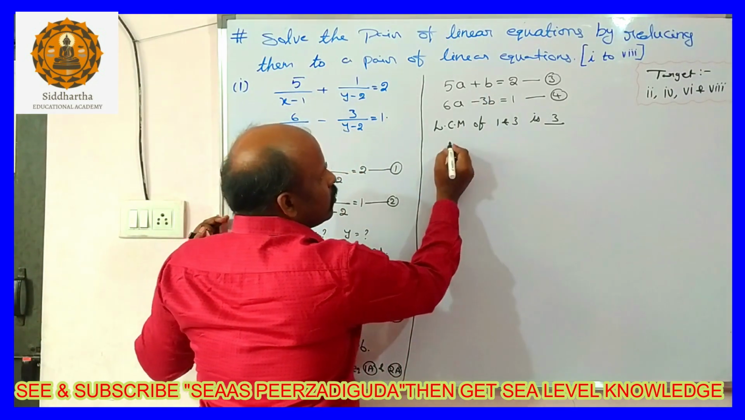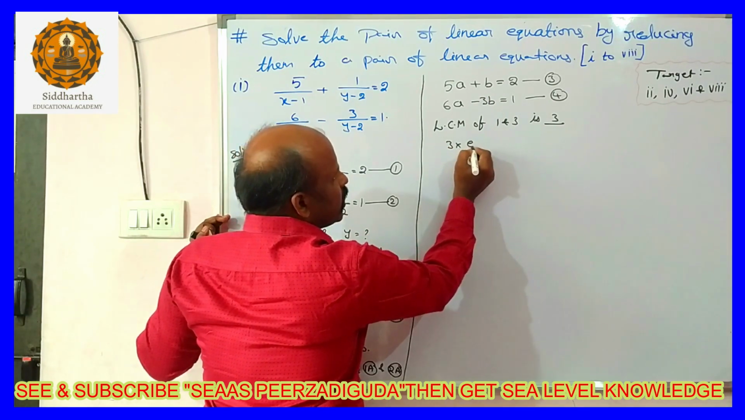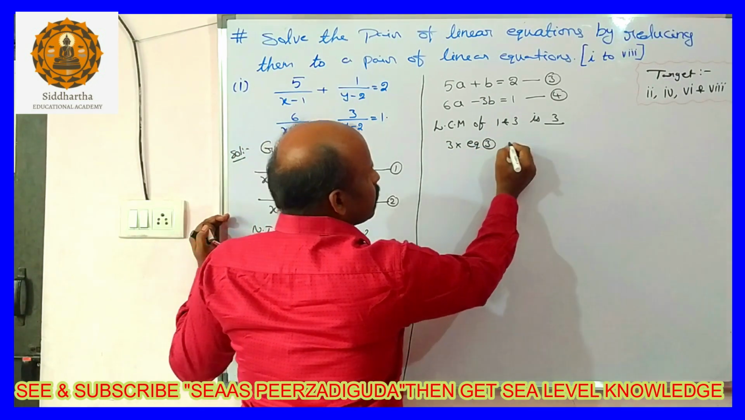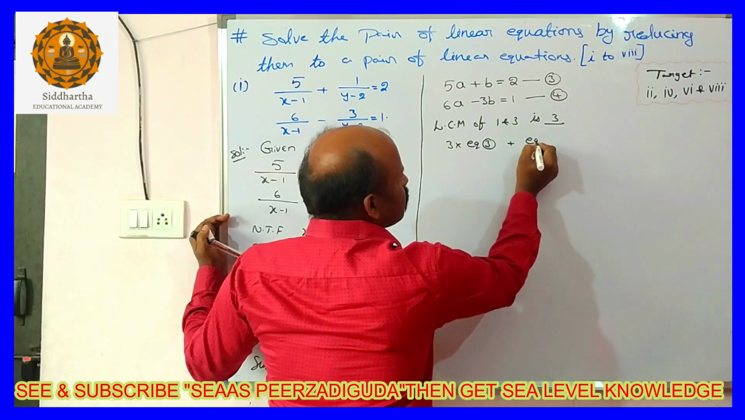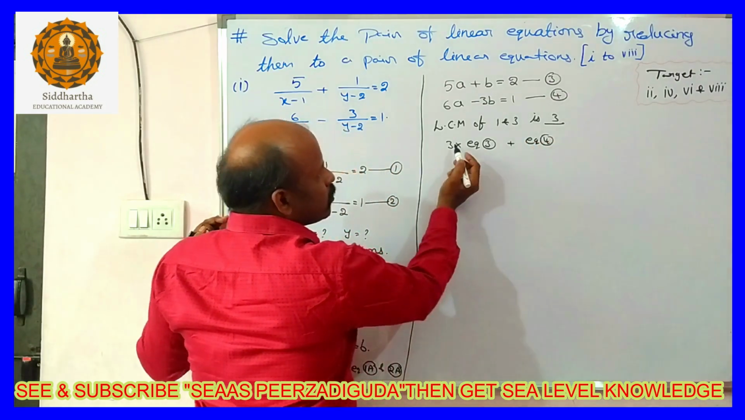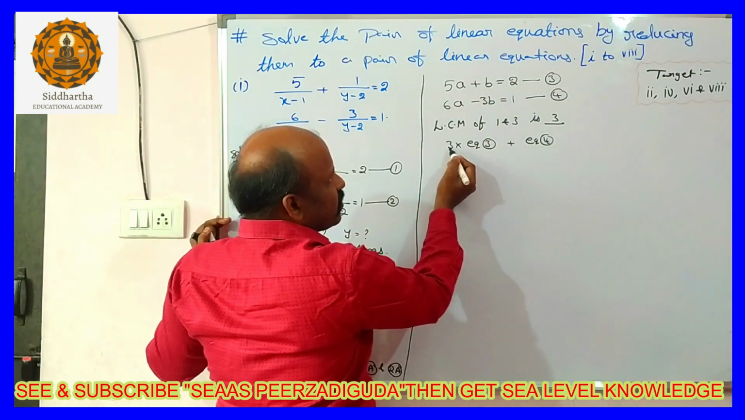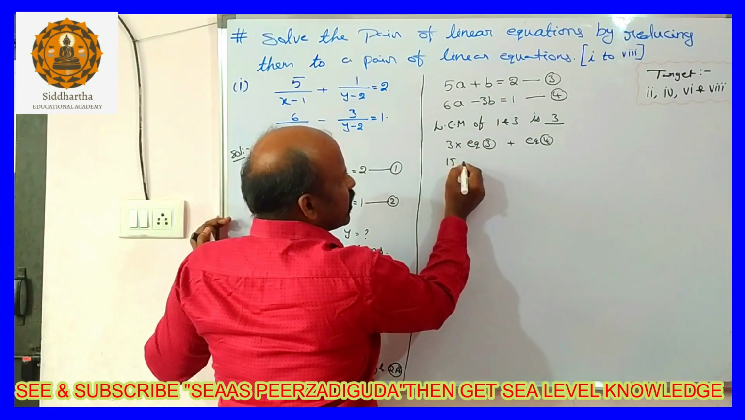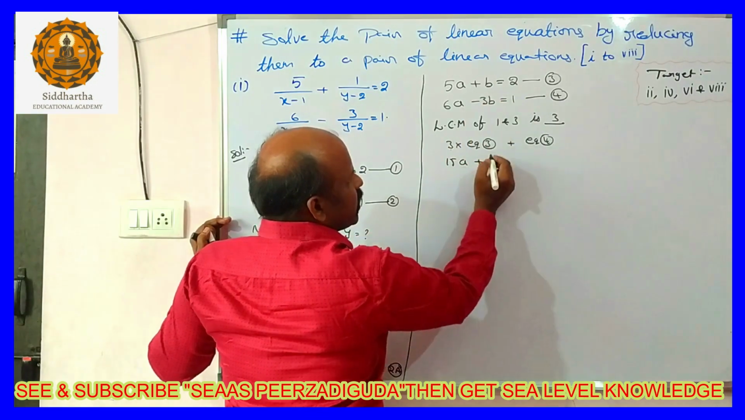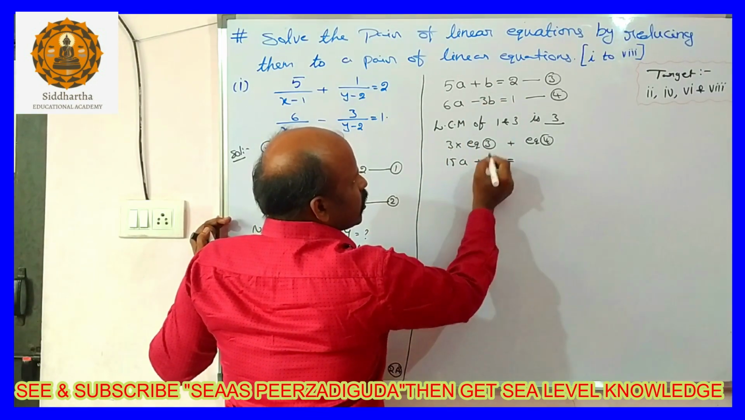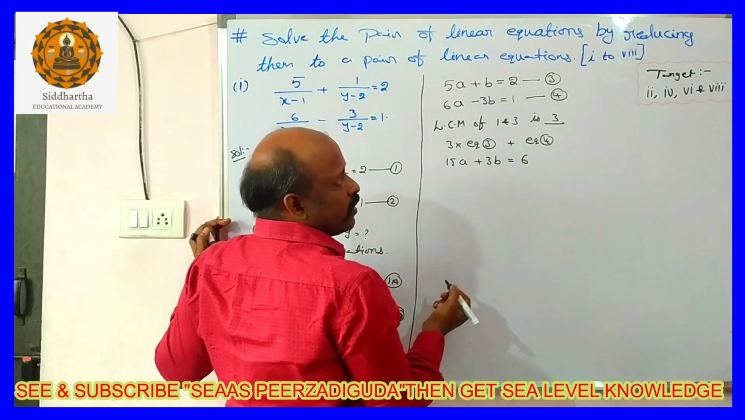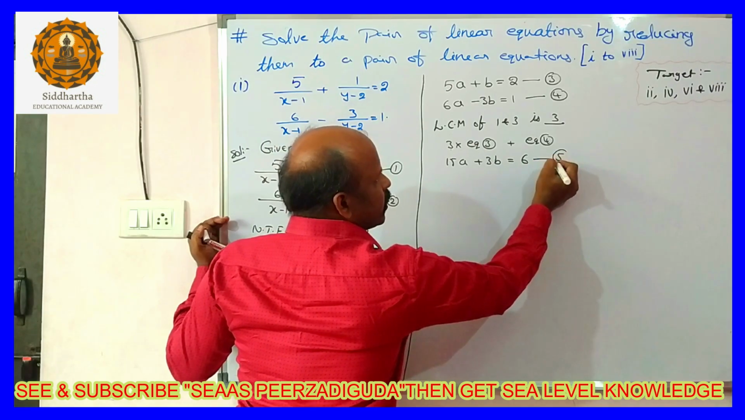3 into b. So here 3 into equation number 3 plus equation number 4. This equation 3 I am going to multiply with 3. 3 into 5, 3 fives are 15a, plus 3 into b, 3b is equal to 3 into 2, 6. This is equation number 5, you take.